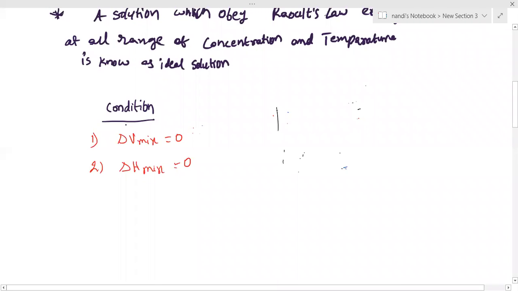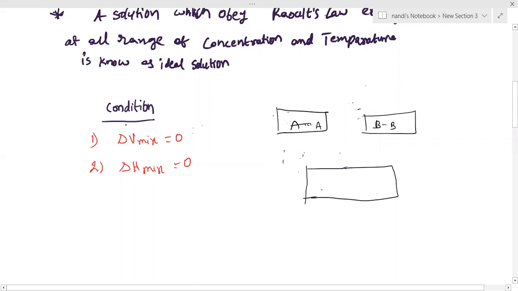Suppose I'm taking component A here and this is B. B means they have BB attractions. A means only A is there, they have AA attractions. When we are mixing both, they are going to show AB attractions. If all attractions are the same, whatever we are given, AA attractions and BB attractions and AB attractions, all have the same attractions.